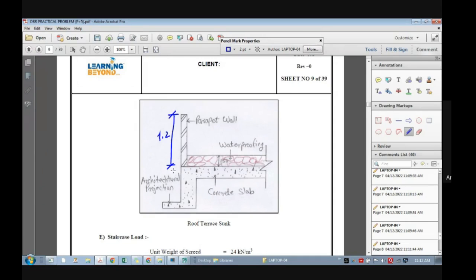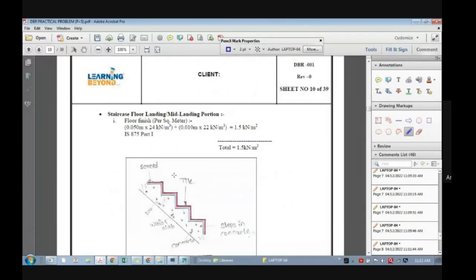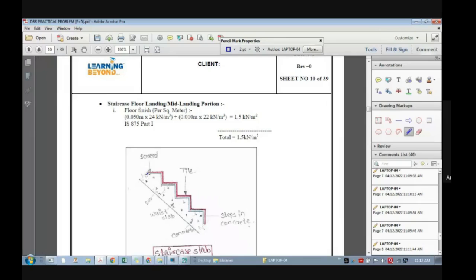So try to understand what information we are putting in the DBR, because all this information is required for the software analysis and peer review. And you know that there are staircase loads also. So staircase load, do you know what loads there are? In staircase, we have this waist slab. Waist slab means only this waist slab. Then we have the weight of the steps. What kind of loads are there? Weight of steps, then screed below the tile and tile. So we have 1, 2, 3, 4 types of loads.